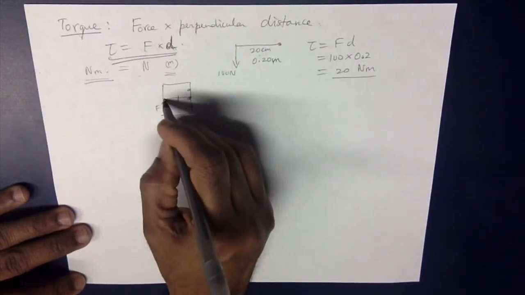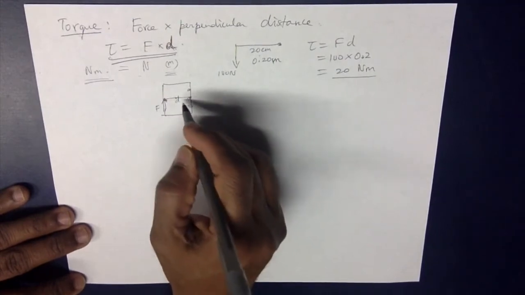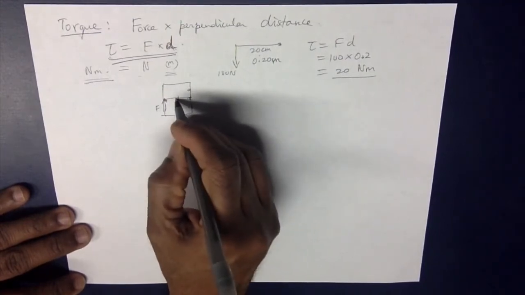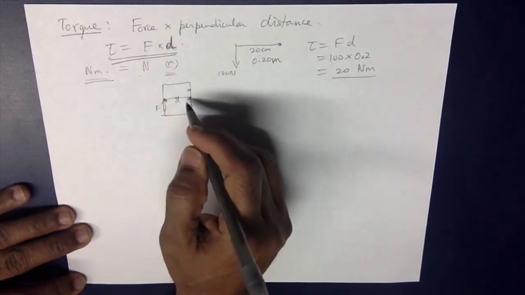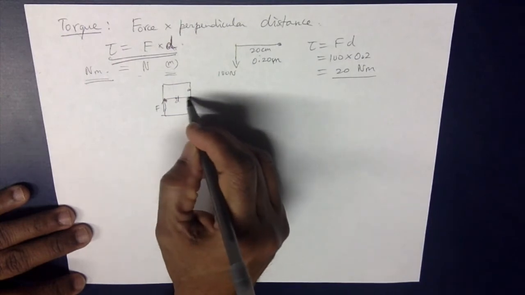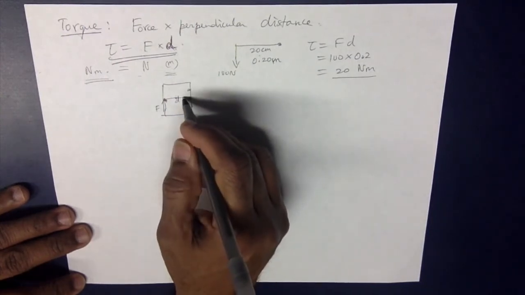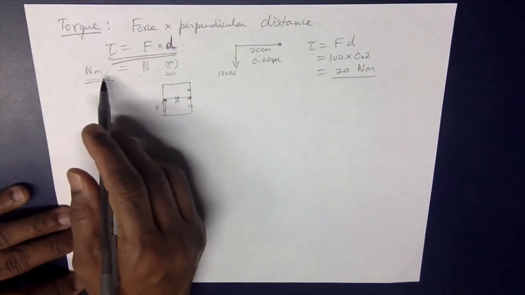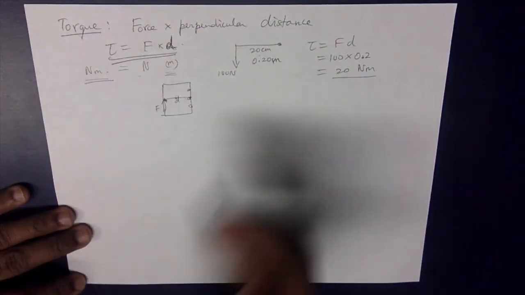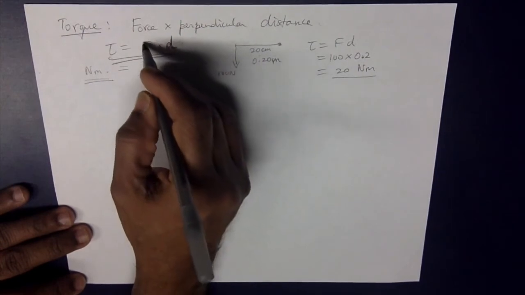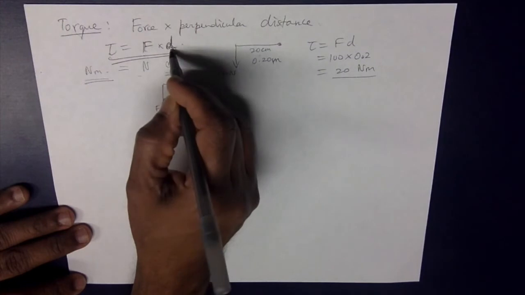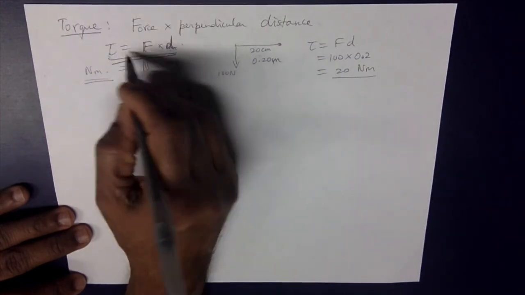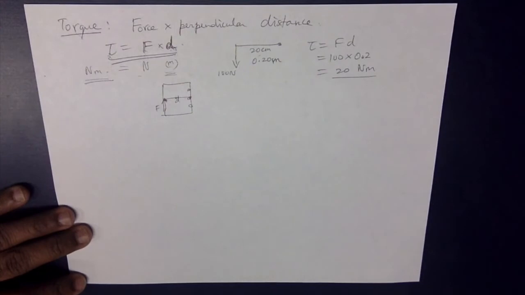Now, what will happen if your handle is kept in the middle? Because the distance is halved, the force will be doubled. That means you need to apply double the force. And so the closer you go to the hinge, the more and more the force requirement is. So this is the concept of torque. You may be expected to find the force given these two, or you may be expected to find the perpendicular distance given these two, or you may be expected to find the torque given these two. So you should be ready for those things.